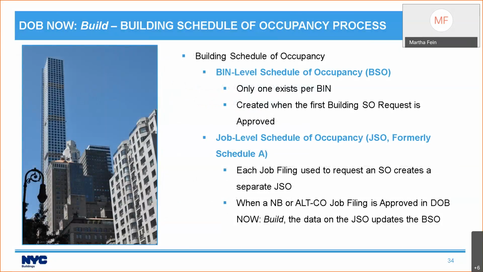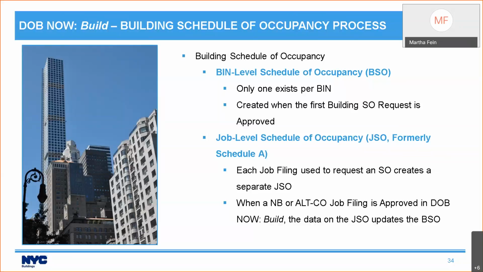So there's actually two kinds of schedules of occupancy. The bin level schedule of occupancy, or BSO, and the job level schedule of occupancy, or JSO. The job level schedule of occupancy is the one that corresponds exactly to Schedule A. So let's talk about the difference between these two. The bin level schedule of occupancy, there's only one per bin, and it gets created when the first building's schedule of occupancy request is approved.